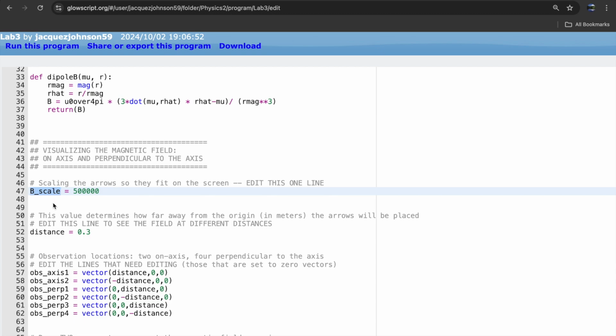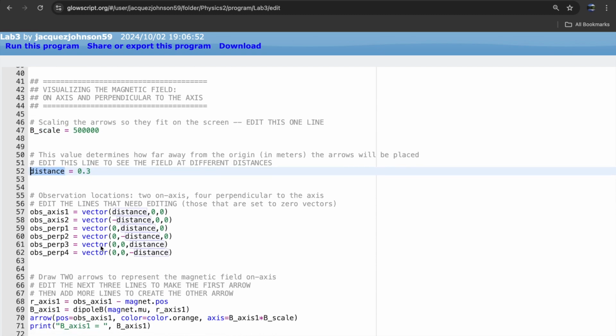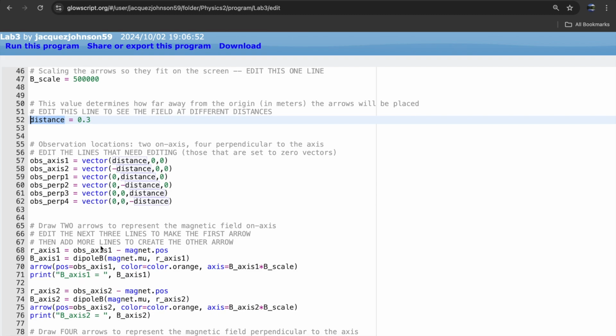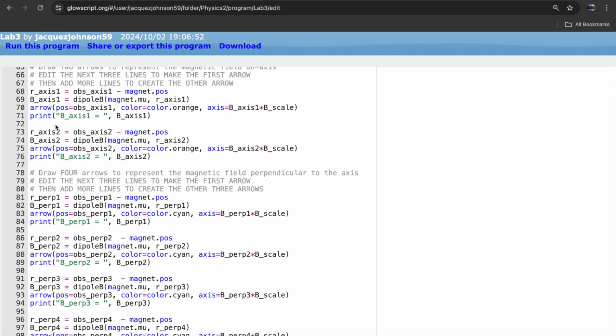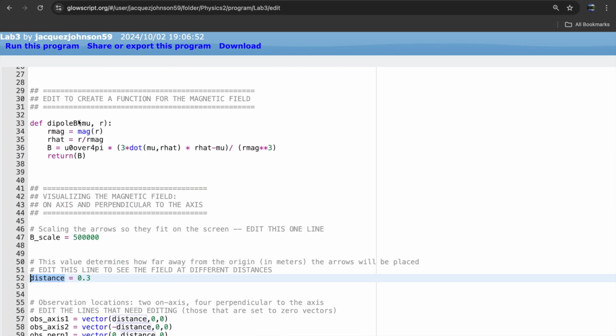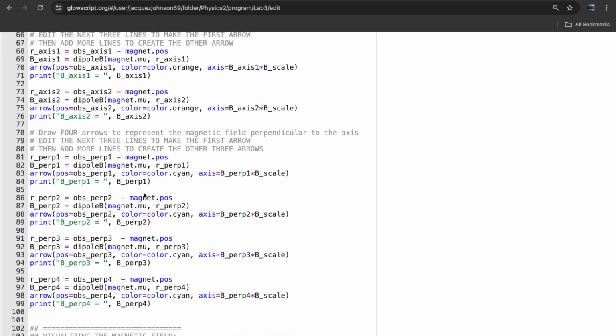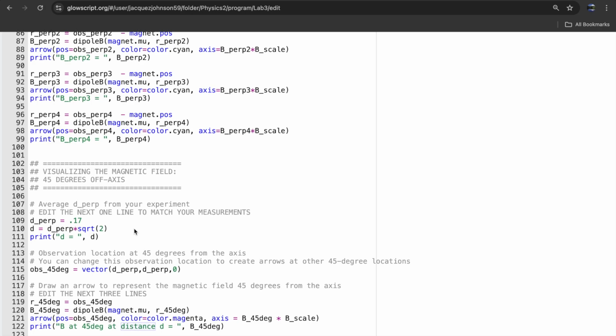Moving forward, we edited the B scale and the distance, both of which are tuning parameters, so we're going to adjust those as needed. Moving down, we're going to calculate the B axis, the B for the 2 on axis, and then the B for the 4 perpendicular here. And then we calculate, of course, the R, and then from there we can plug it into our defined function right here. Then once we complete those, we're going to insert the D perpendicular that we calculated or observed from our experiment. And then lastly, we're able to build the observation for the 45-degree angle.